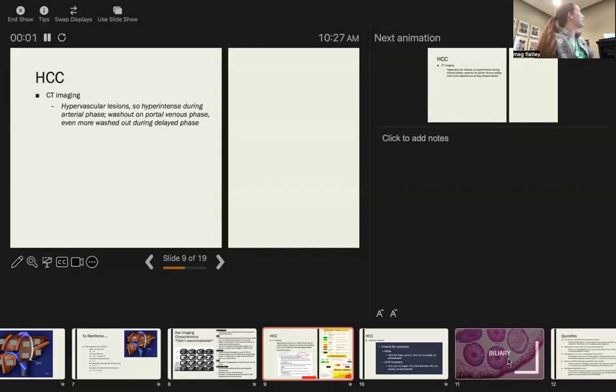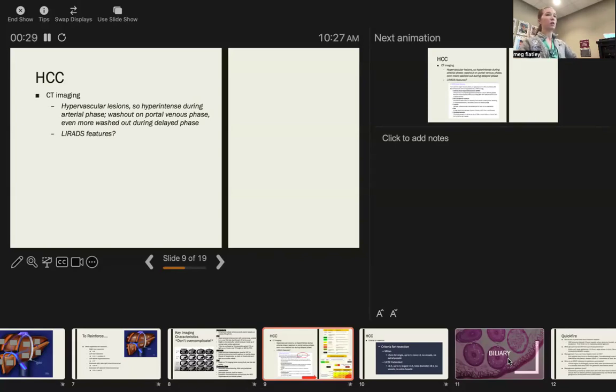All right, so for HCC, CT imaging, these are hypervascular lesions. What's the other lesion we just talked about that's also hypervascular that can be mistaken? Neuroendocrine. So you got to look for your history, right? If you have someone like a 65-year-old male with a heavy drinking history or may or may not have cirrhosis, really should have cirrhosis if we're talking about HCC, that's HCC, okay? So use the context clues to help you. And then you're going to get washout during your delayed phase.